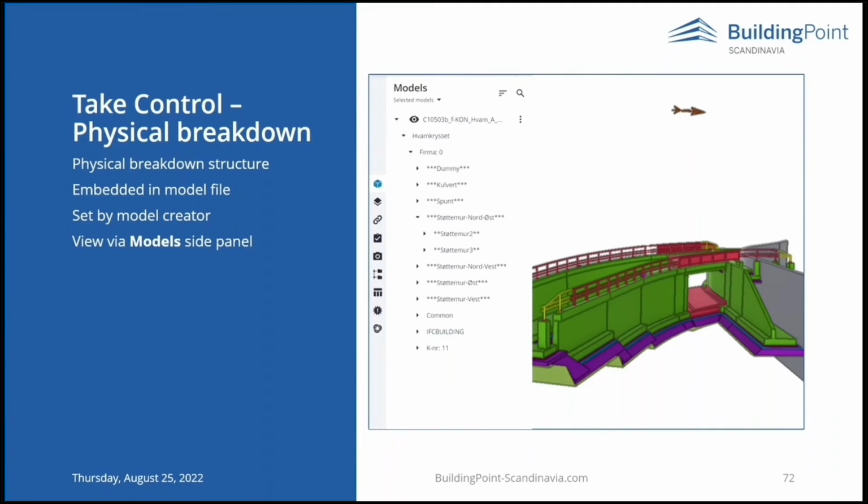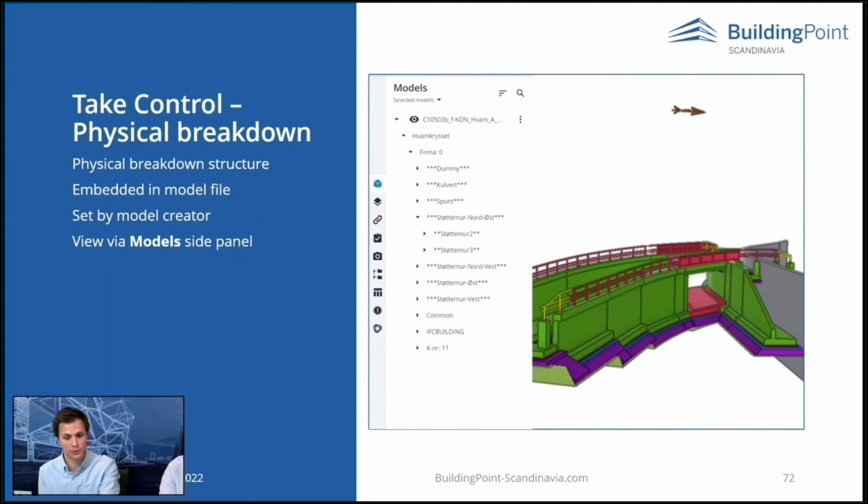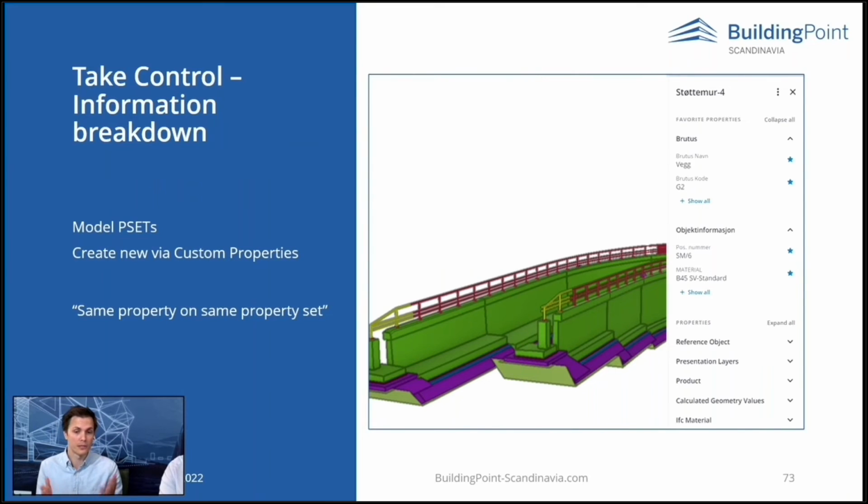So as mentioned, to us, a model has a physical breakdown structure, and it has an information-wise breakdown structure. For instance, if every object in the model has the same property in the same property set, telling us which part of the model it is contained in, then we can easily sort out the whole model in terms of the parts it's divided into. And that affects how well the model is usable in a viewer. In this case, we are using Trimble Connect. And it also affects how buildable the model is.